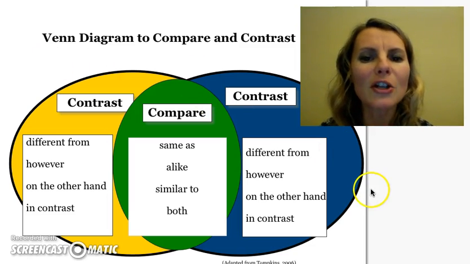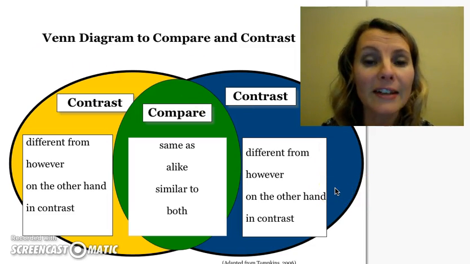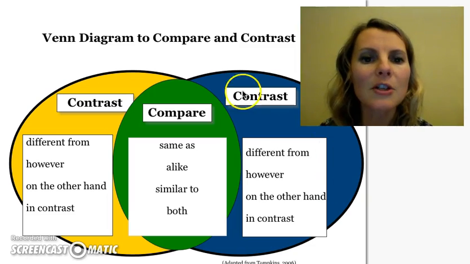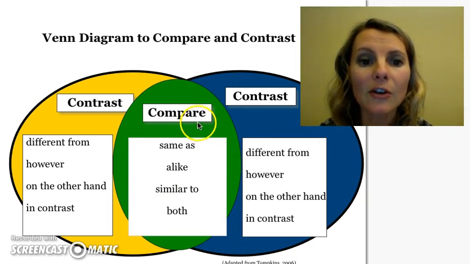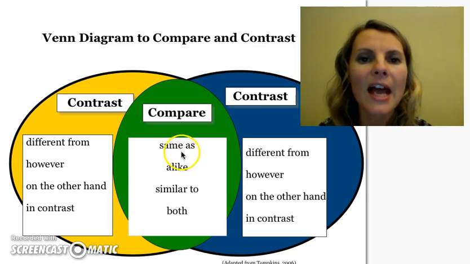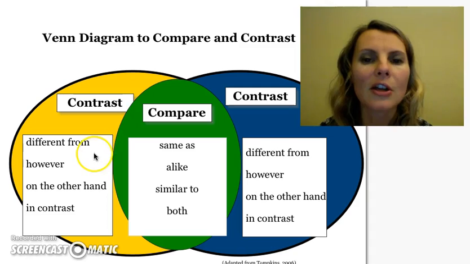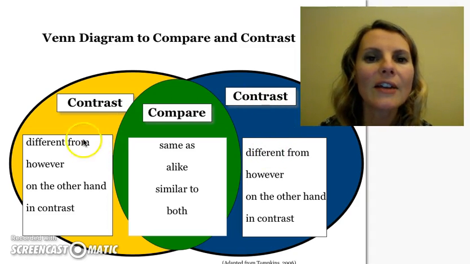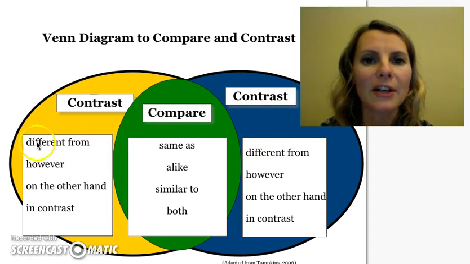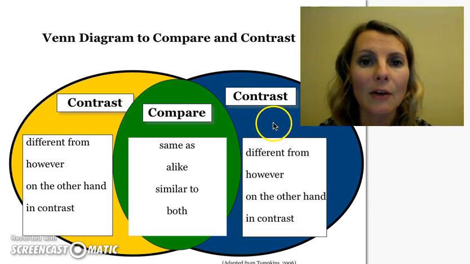When you compare and contrast, you can use something called a Venn diagram. A Venn diagram is two intersecting circles, and where they intersect in the middle is where you write the comparison, how they're similar, how are they alike, how are they the same. And then in the outer two circles, you contrast how they're different. You talk about what they don't have in common. That's what goes on the outside.